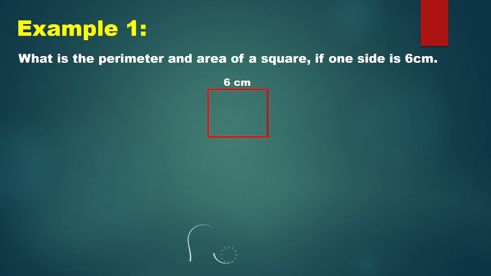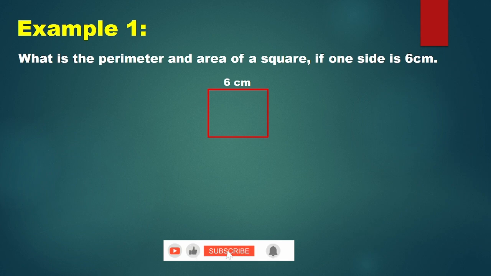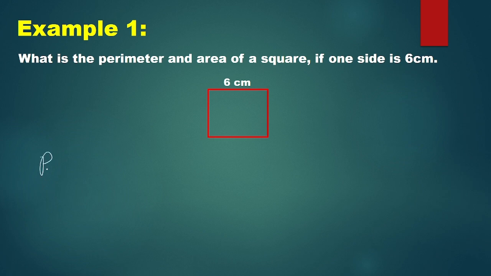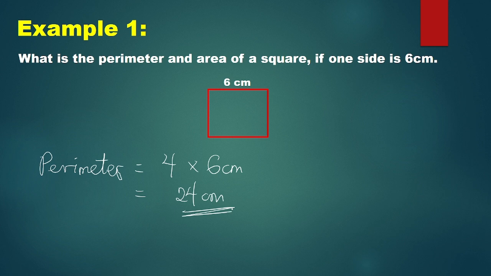Example 1. What is the perimeter and area of a square if one side is 6 centimeters? So first, if I want to find the perimeter of the square, which is the sum of all the sides, I will just simply multiply the sides by 4. So I'll say 4 multiplied by 6 centimeters. That just simply gives us 24 centimeters. And that's the perimeter of the square.